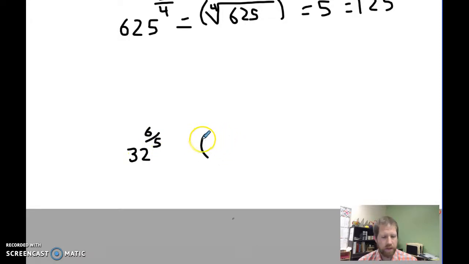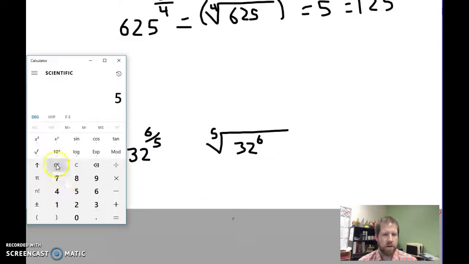So let's do this the other way. Let's do this as the fifth root of 32 to the 6th. This might get pretty big. So 32 raised to the 6th. Let's even see if the calculator can handle it. Wow. Okay, it's pretty big, but it's still fitting on my calculator. And now I can take that to the 1/5 power, and I get back to 64.